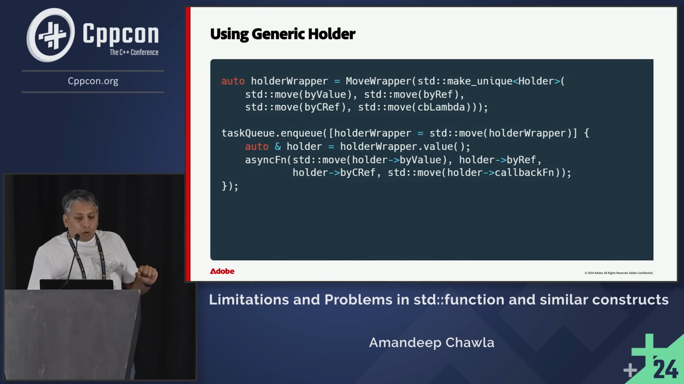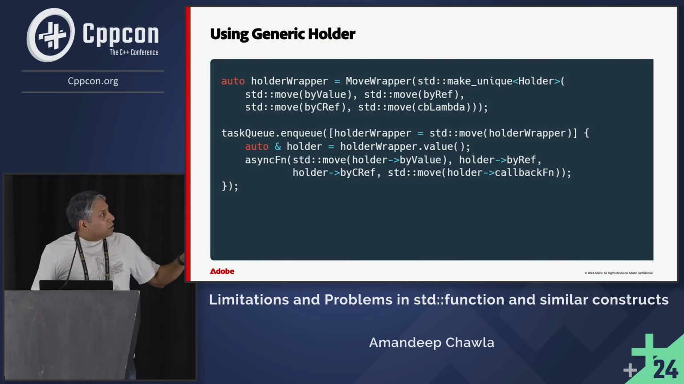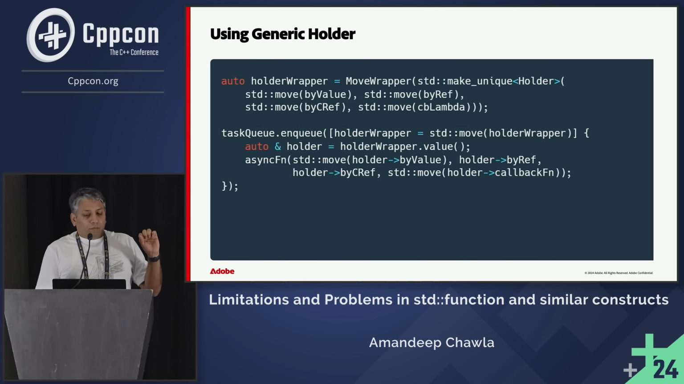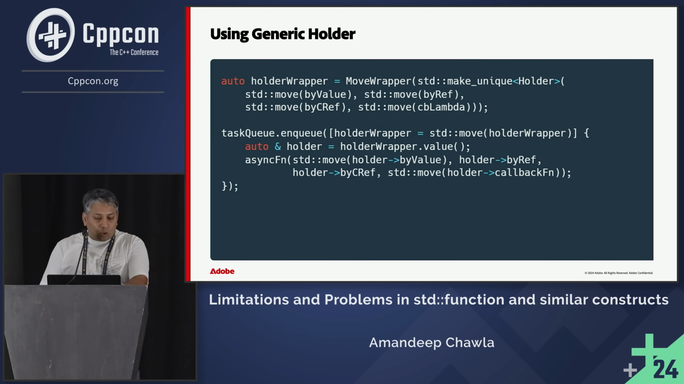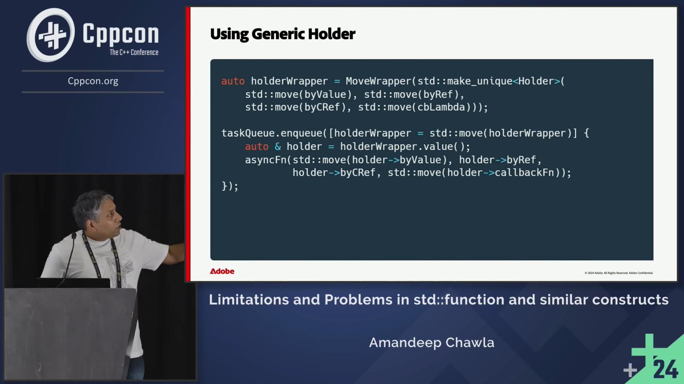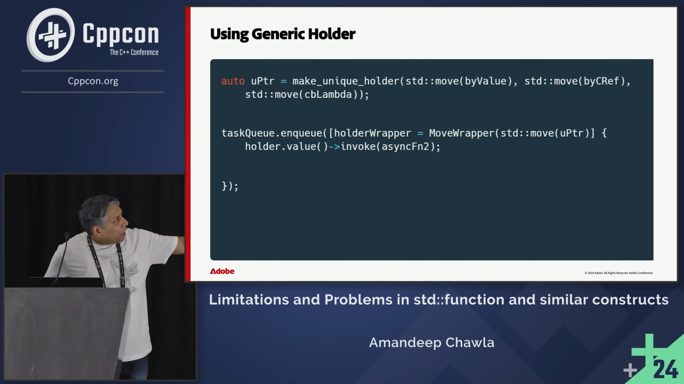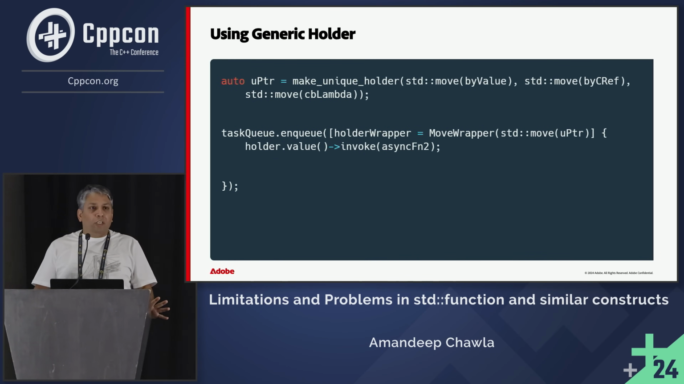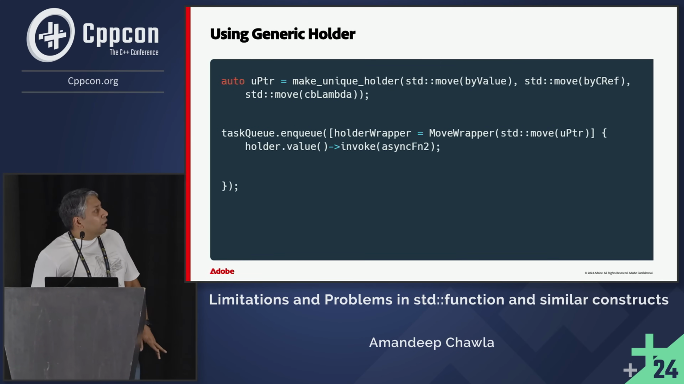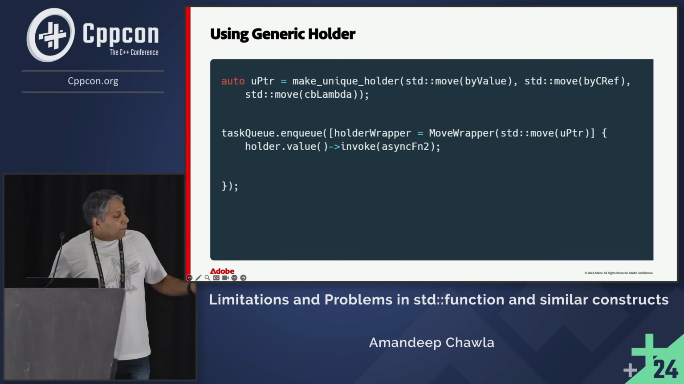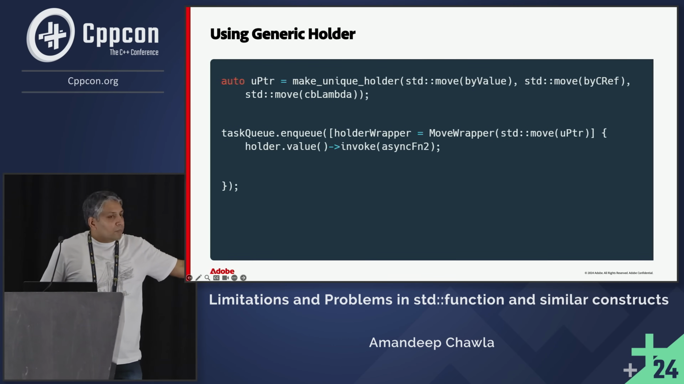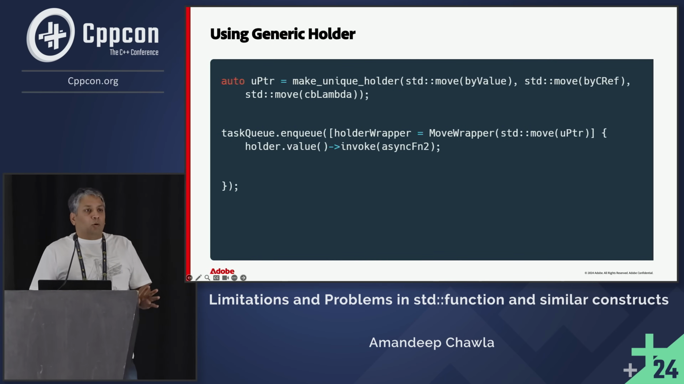Okay. Now the code looks like this. When I'm creating the wrapper, this is the old one, it will change to this one. So this is the old one, and that's reduced to this one, where I'm saying just make a unique holder for me. And then once in the lambda, I'm just saying, please invoke this thing with the async fun2. So any questions on the generic holder?